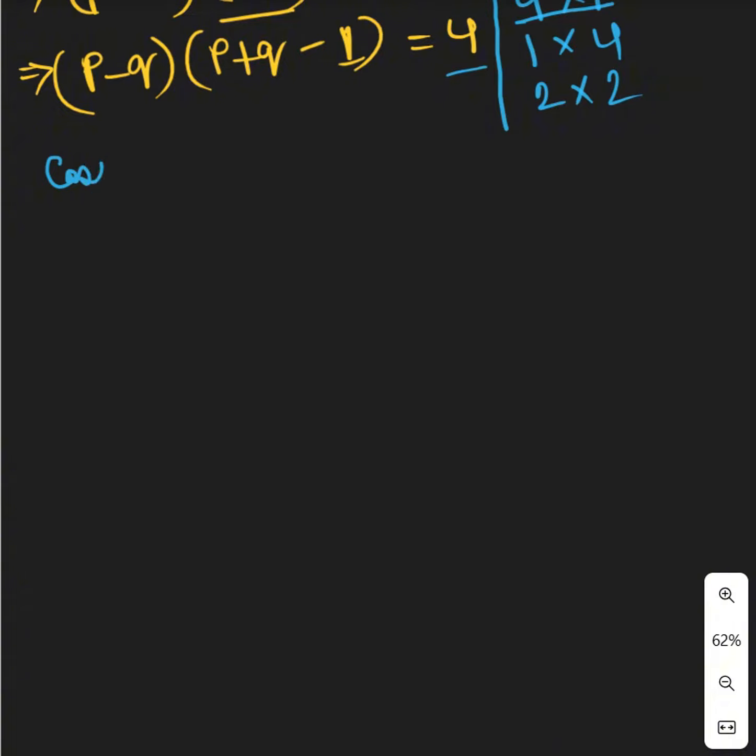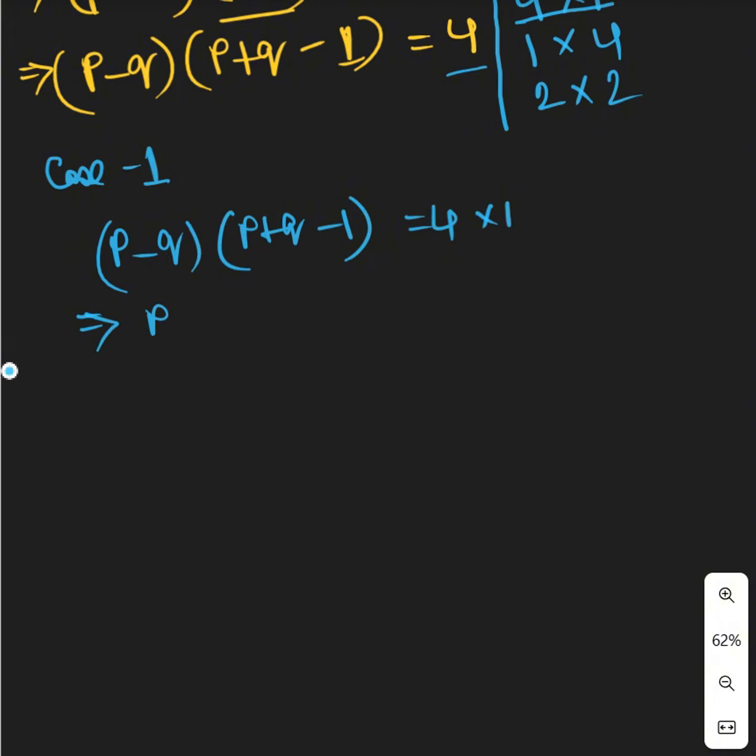So consider this is case number 1. For case number 1, (p minus q) times (p plus q minus 1) is equal to 4 times 1.